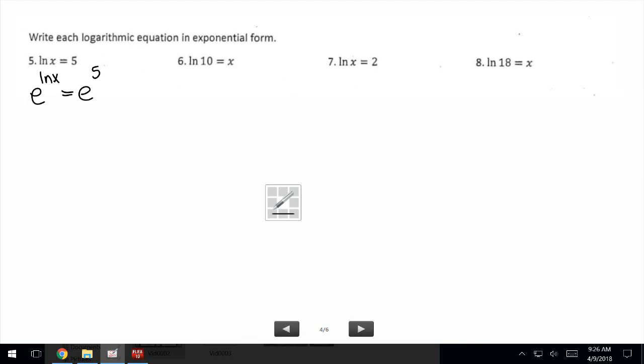All right, what cancels out? What are opposites? E and natural log. That's the one that cancels. So the other side is x equals e to the 5th. That's it.